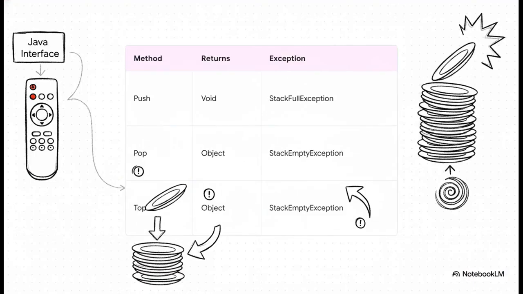What's really cool here is how Java actually enforces that TV remote contract we talked about using an interface. The interface dictates the what, but as engineers, we've got to handle the dangerous edge cases. Think about those pop and top methods for a second. What happens if you try to pop a plate off a completely empty buffet stack? Well, in Java, we can't just let the program silently fail or crash unexpectedly. We handle this by explicitly throwing a stack empty exception. It delegates the error handling gracefully to the programmer, keeping the whole system robust.